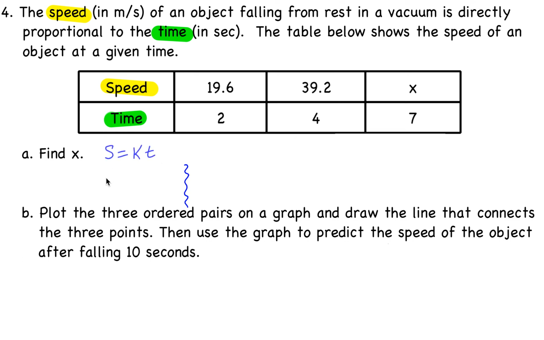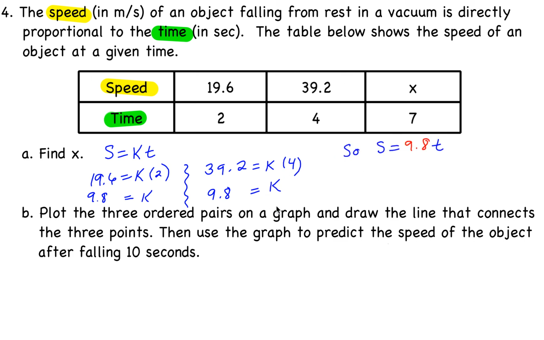It's the same process. Speed is equal to a constant times time. S equals K times T. S is speed, T is time. Pick one of these values. Doesn't matter which one. I'll show you both. So if we use the first set of values, the speed is 19.6 when time is 2. Divide both by 2 and K is 9.8. If you were to use these 2 points, you would get speed of 39.2 is K times 4. Dividing both sides by 4, notice that no matter which data point we use, we get the same constant.